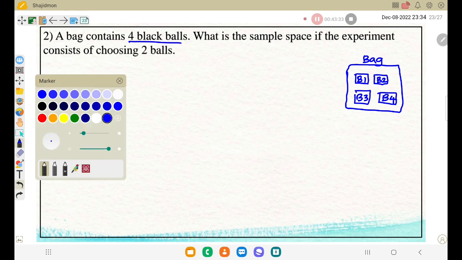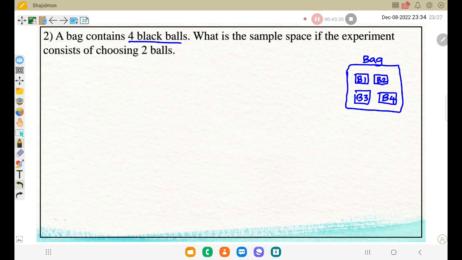Now what we need to do? What is the sample space? We need to calculate the sample space of the experiment, which consists of choosing 2 balls at a time. You can underline this word, noting that word choosing. Choosing means combination. We studied the 4th module, permutation and combination. Choosing 2 balls. Select 2 balls.